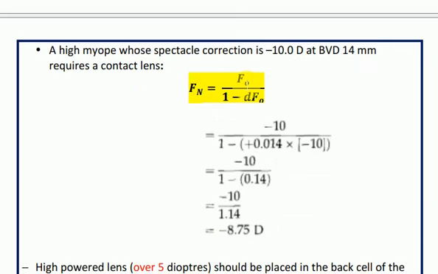Example, suppose a high myope of minus 10 diopter wants to convert to contact lens. So by putting in the values of minus 10 diopter and 14 millimeter, which is converted into meters, he will need now an 8.7 diopter contact lens.